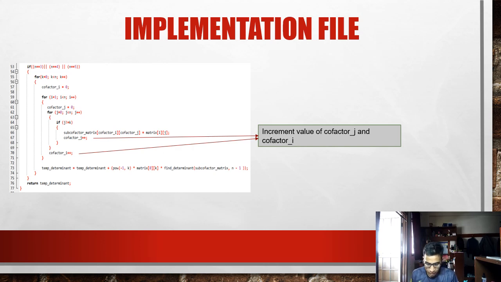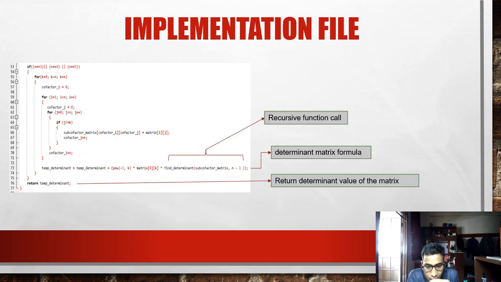Later, above, for the 2 times 2 matrix, I return a number. So here I also need to return a number. What do I return? I return the determinant. The determinant equals determinant plus power negative 1 to the k, times matrix 0 k, times find determinant of subcofactor matrix and n minus 1.